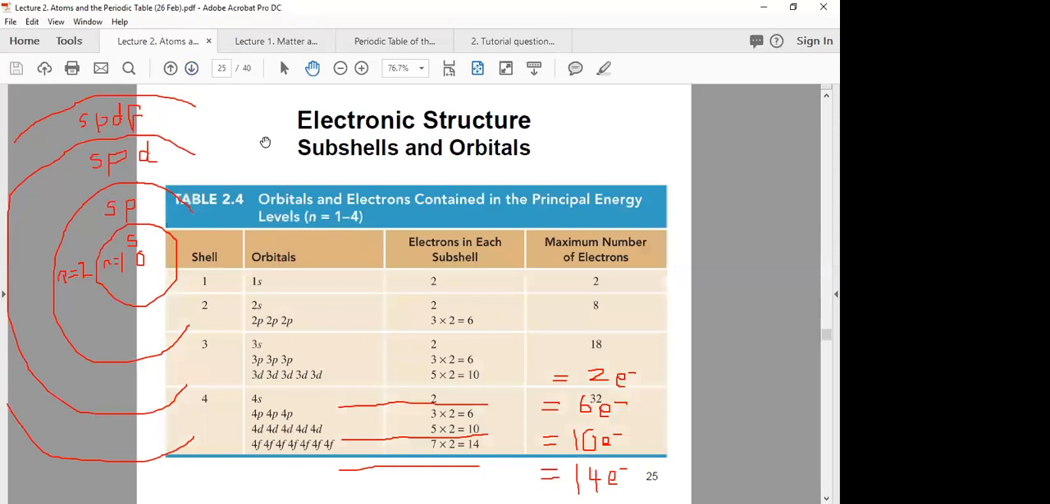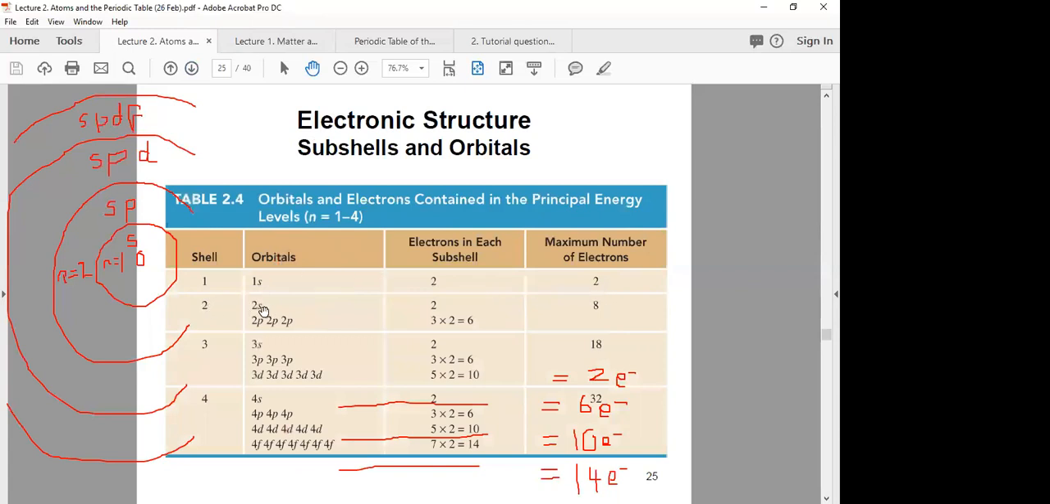All right, this table shows exactly what I've just explained to you. Here's shell number 1. Shell number 1 has an s subshell. Only 2 electrons can be found in an s subshell. Maximum number of electrons, 2.